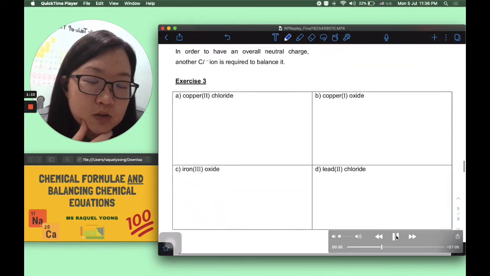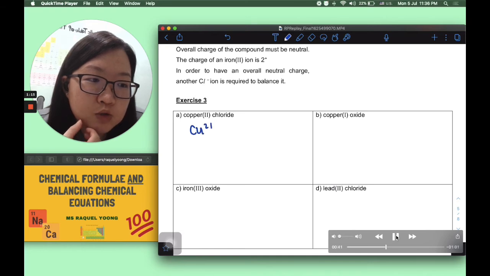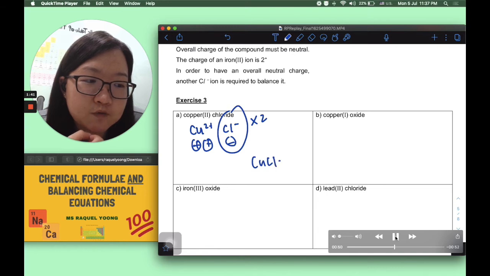Let's look at the questions in exercise 3 to try a bit. So part A, copper 2 chloride. So copper is Cu. So copper 2 will just be Cu2+. Okay. Then again, we do that manipulation there. We notice that each unit of my cation now gives me 2 positive charges, while the anion only gives me 1. So to balance it out, I need 2 units of my chloride. So that one, whole thing I times 2. Therefore, leaving with my chemical formula CuCl2.